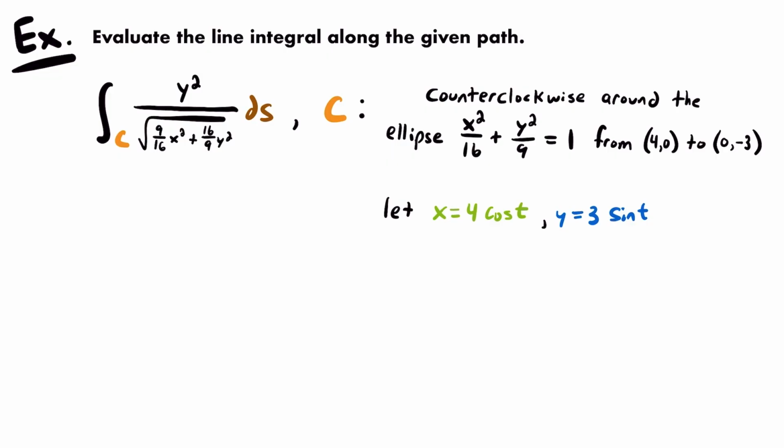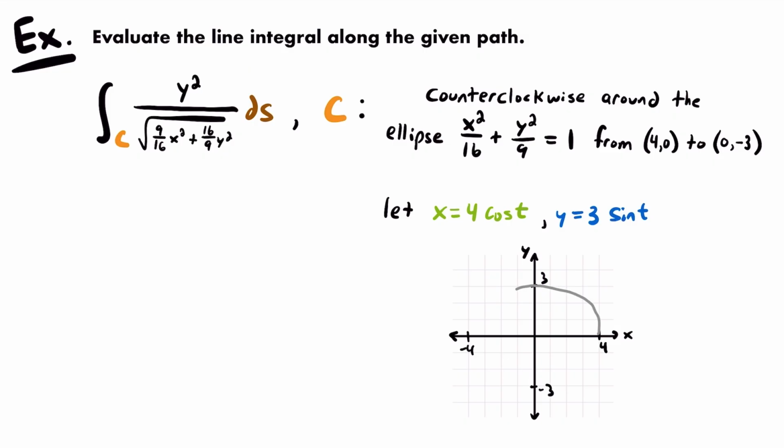If we were to graph the ellipse in the xy plane, we can get a picture of what's going on here. This ellipse would measure out 4 in the positive and negative x directions, and 3 in the positive and negative y directions. So if this is x equals 4, x equals negative 4, y equals 3, and y equals negative 3, then the trace of the ellipse would look like this. But the actual path that we're working with here is the path counterclockwise around this ellipse from the point (4, 0) to the point (0, -3). So the initial point (4, 0) is this point right here, and the terminal point (0, -3) would be this point down here.